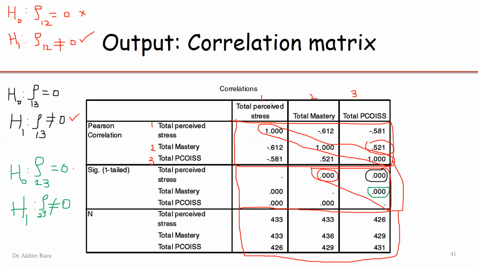Still, we have a significant correlation between PCOISS and the mastery control. So the three alternate hypotheses are true and the three null hypotheses are rejected. These p-values are indicating that.